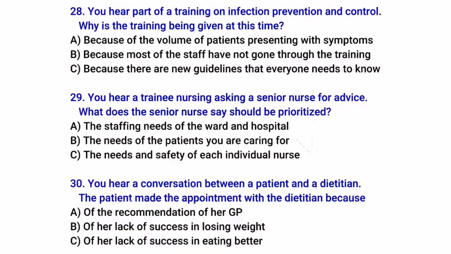Question 28. You hear part of a training on infection prevention and control. Now read the question.